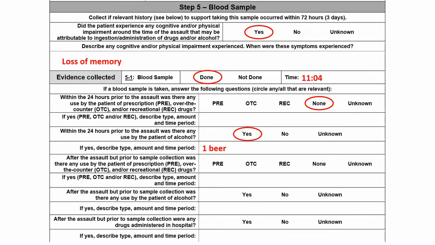After the assault, but prior to the sample collection, was there any use by the patient of prescription, over-the-counter, and/or recreational drugs? In this case, there are none. After the assault, prior to sample collection, was there any use by the patient of alcohol? Answer being no. After the assault, but prior to the sample collection, was there any drugs administered in hospital? And here the answer again is no in this case.